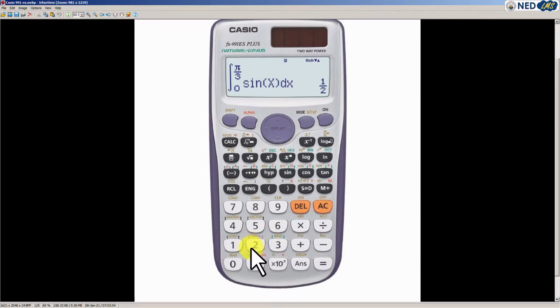Okay, and similarly, if I want to display the result in whatever format I want, I just press shift and then I press this button. It will display the menu to select whatever output form you want.